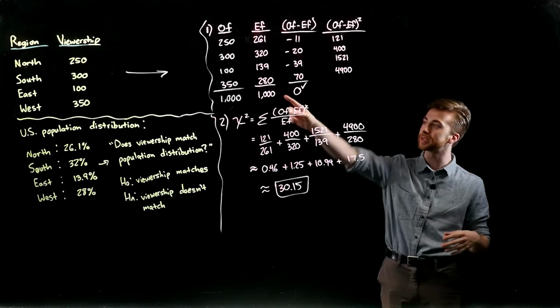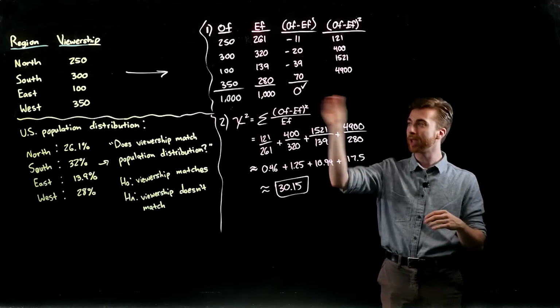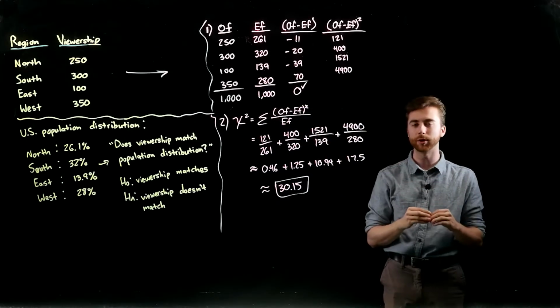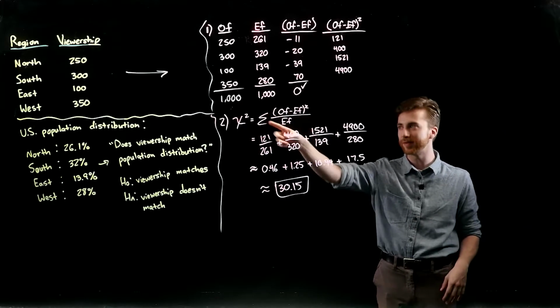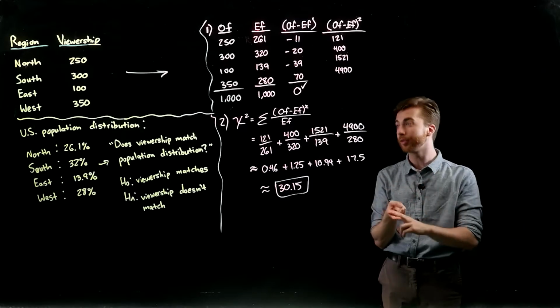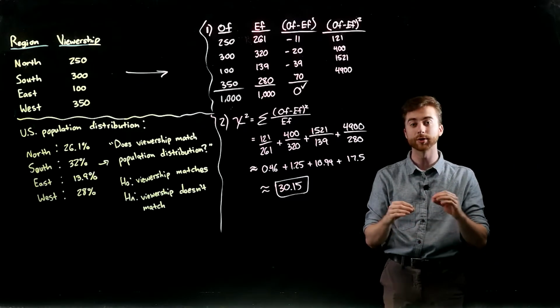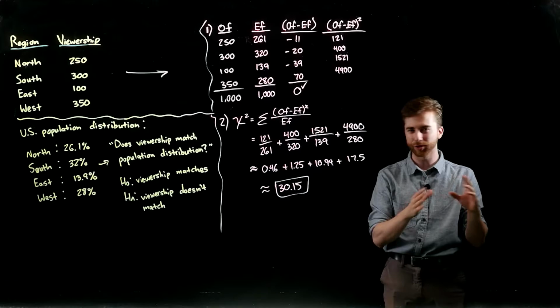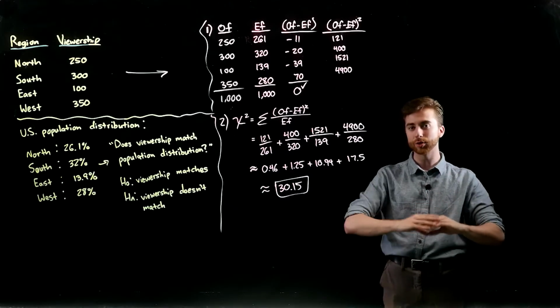In the first series of information, we have the different regions and how many people viewed it. We'll assume those are in thousands, so it's 250,000, 300,000, but just to make the numbers a little bit cleaner later on, we'll say 250, 300, 100, and 350. Those are the number of people, as per the ratings, that tuned into this TV show.